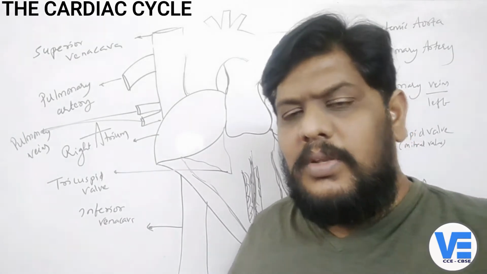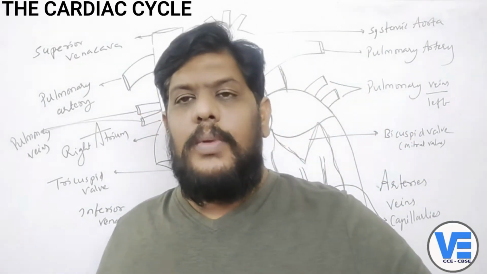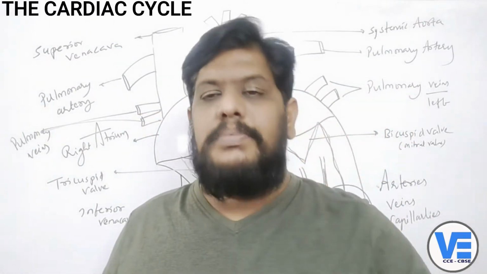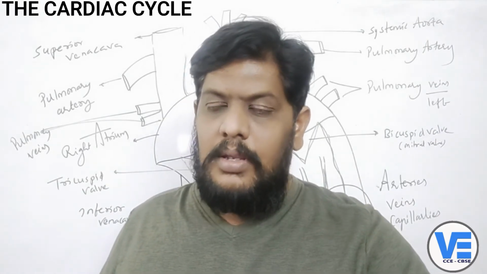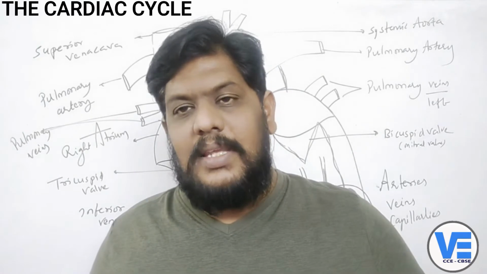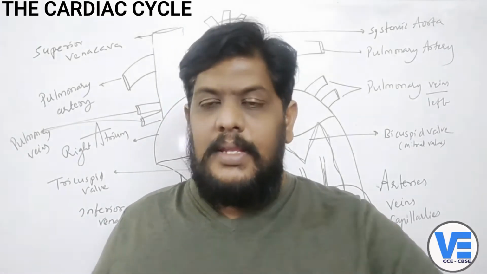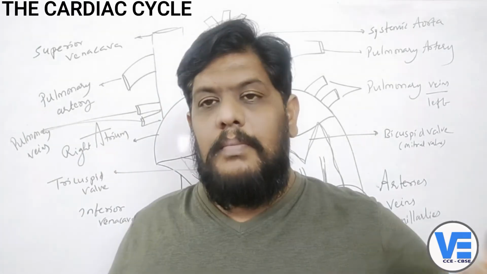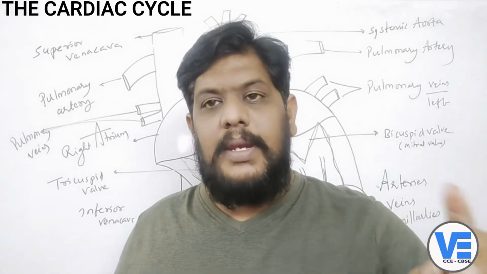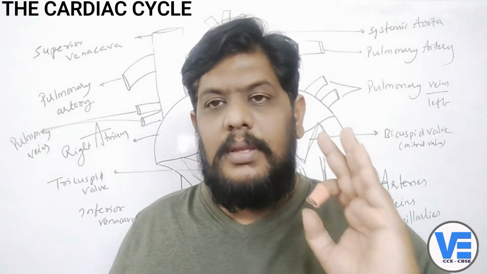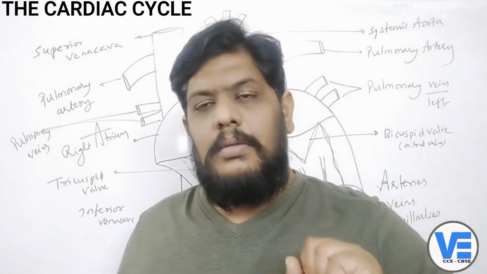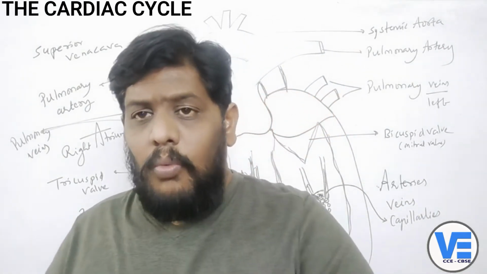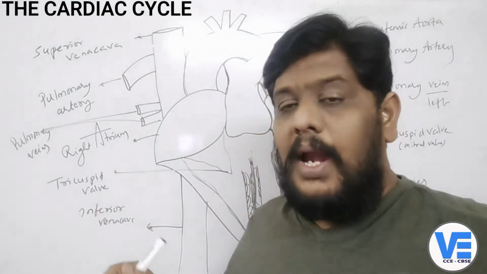Now when you come to the veins, veins always carry deoxygenated blood, except the pulmonary vein. The pulmonary vein always carries pure blood. Whereas arteries always carry pure blood except the pulmonary artery, because the pulmonary artery carries impure blood. So these are the simple things you have to keep in your mind. Now what we will do is we'll come to the cardiac cycle.